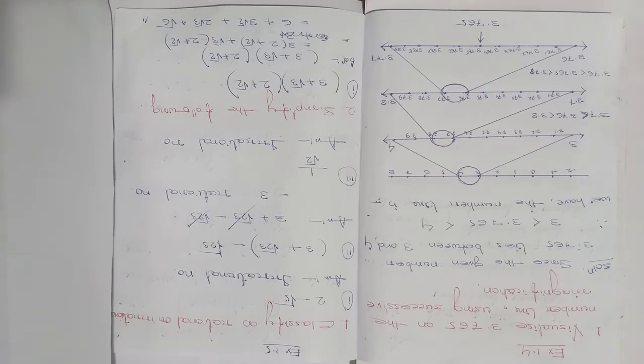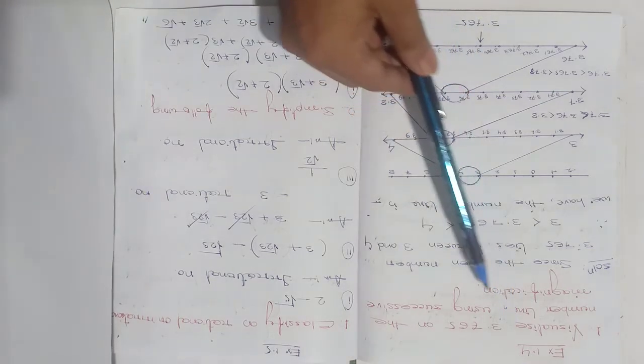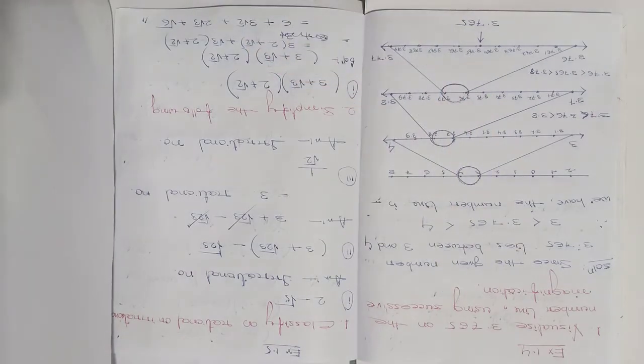There is a question from 1.4: visualize 3.765 on the number line using successive magnification. That is, you have to locate the number 3.765 on the number line. So students, as you know how to locate a number on the number line, you have done that in the last year, locating -2 or -5 or 7 on the number line. It is very easy. Now here we are going to locate the number 3.765 on the number line.